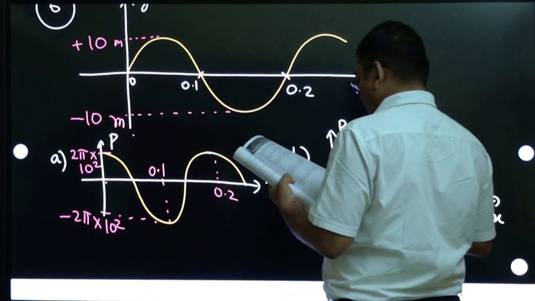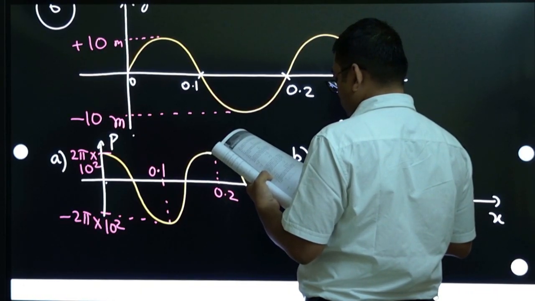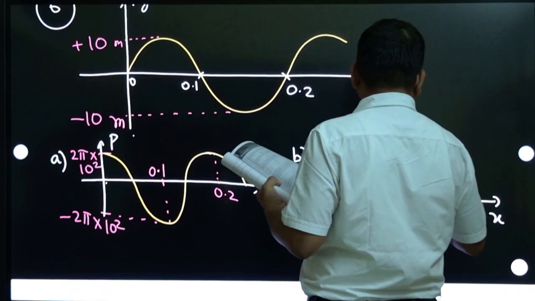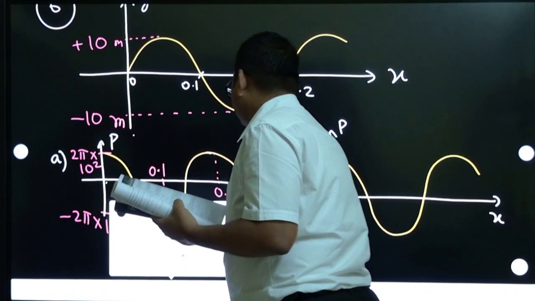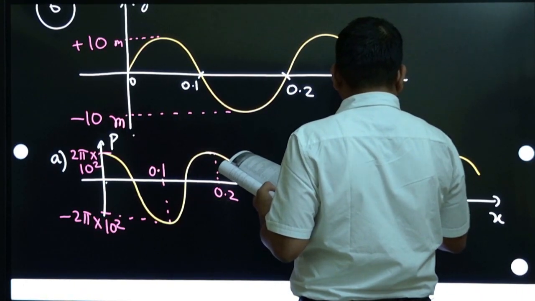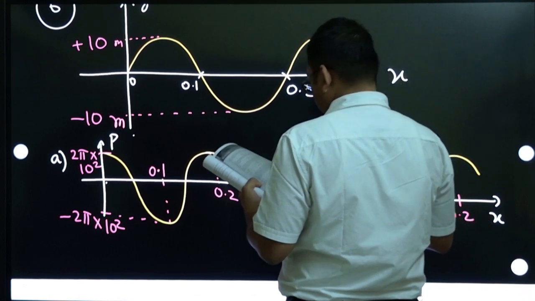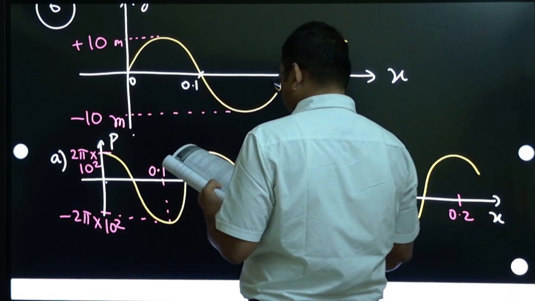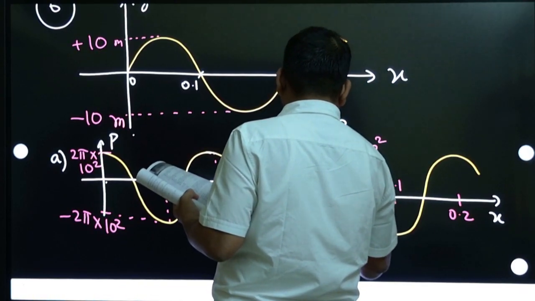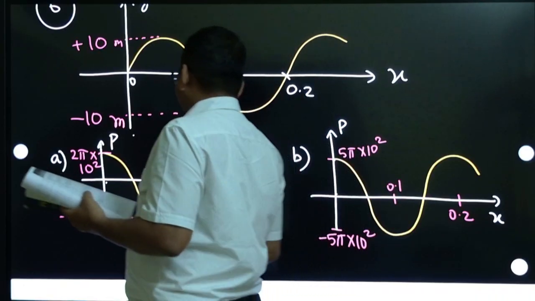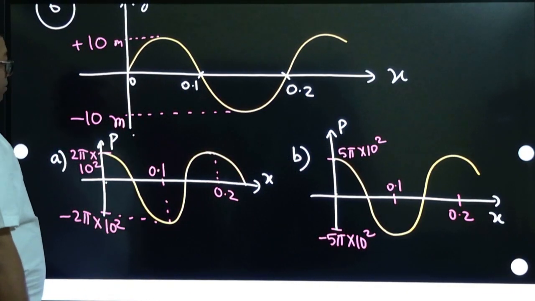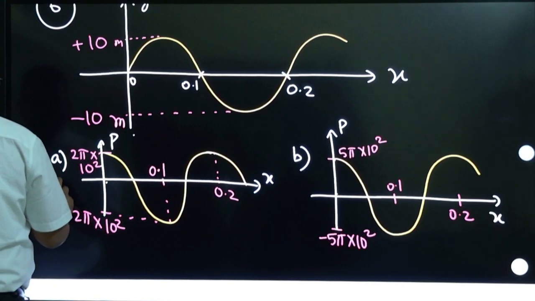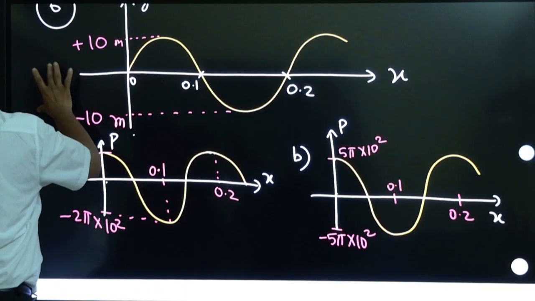Second graph is here, the values are also 0.1, 0.2. The positive value here is 5 pi into 10 to the power 2. Negative value is minus 5 pi into 10 to the power 2. Okay. Then similarly the other two graphs are also there.